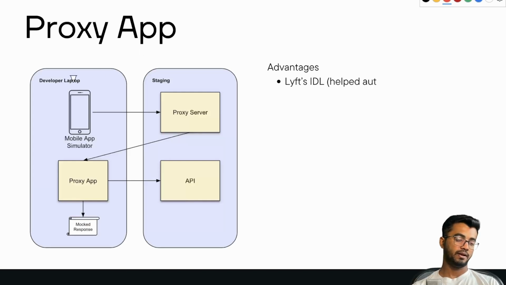So a couple of years back, because Lyft was heavily dependent on the mobile client, they wanted the mobile developers to not depend on the backend services API, stuff like that. So they built this proxy app to make sure that the life of the front end or the mobile client developers is easy, and they don't depend on the backend team for the feature request so that they can test their app.